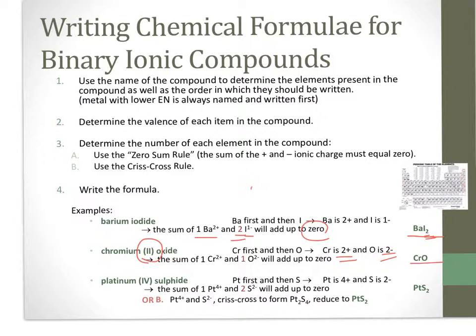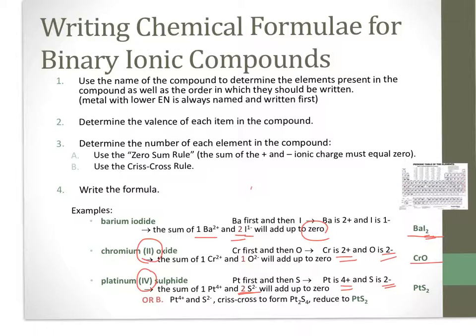The same can be done with platinum(IV) sulfide. Platinum's the metal, it comes first. Roman numeral 4 tells you your ionic charge is +4. Sulfur is in group 16, its ionic charge is 2 negative. Using the zero-sum rule, you realize that you need two negatives of sulfur to add up with the 1 platinum.